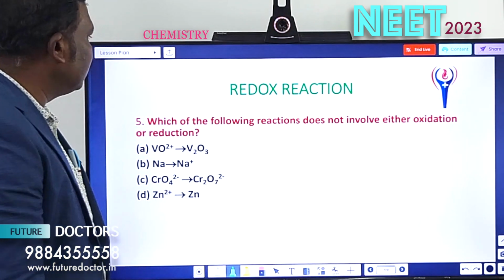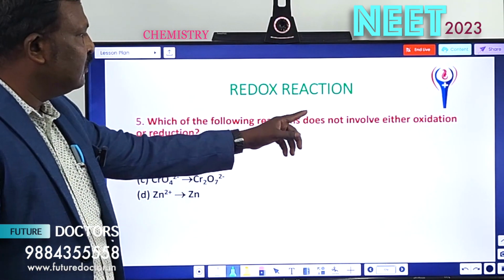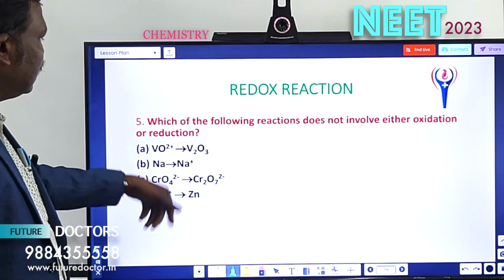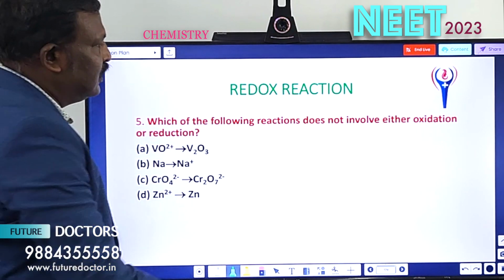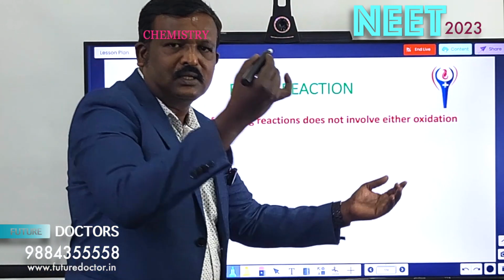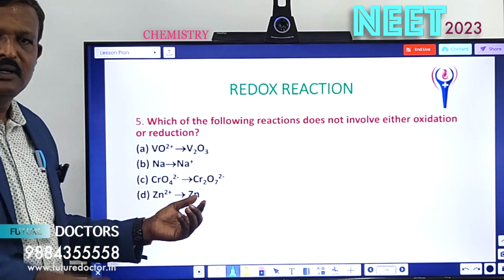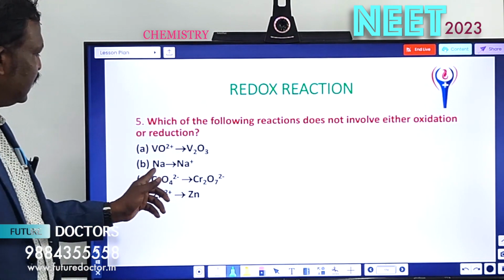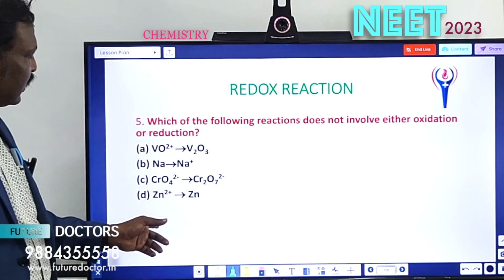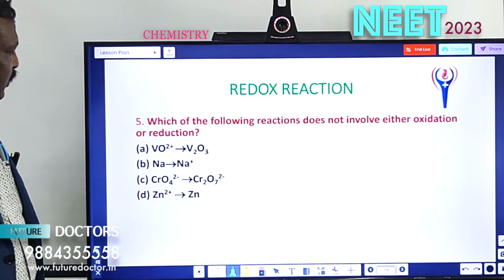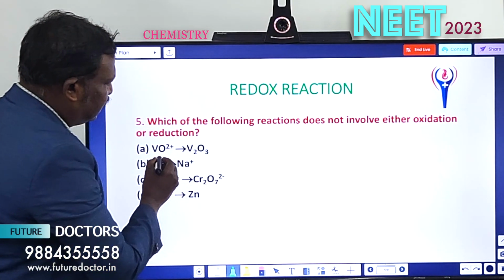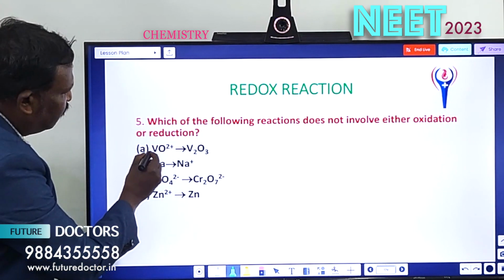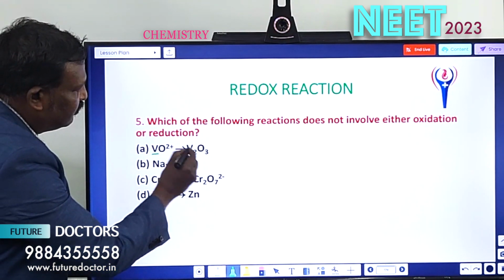Understood? Fifth one. Which of the following reactions does not involve either oxidation or reduction? I told you oxidation means the oxidation number increases, and reduction means the oxidation number decreases. Here you should find out for all the elements. Suppose I start from the first one. You find out vanadium here, and vanadium here also.